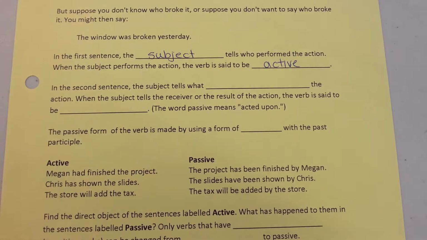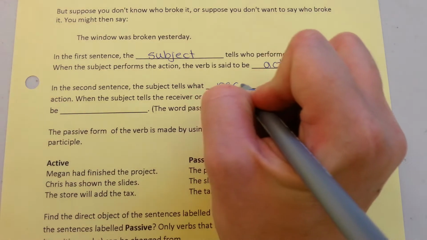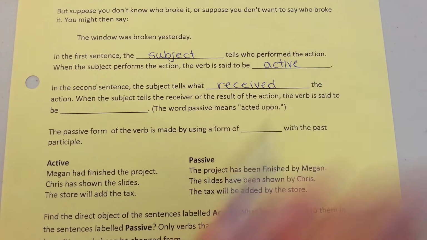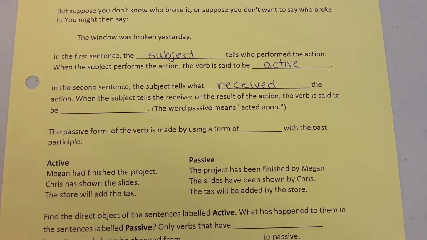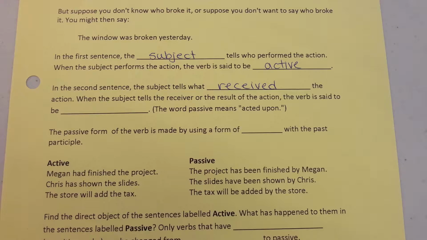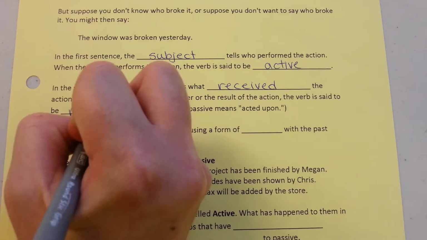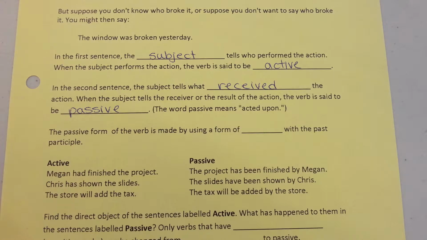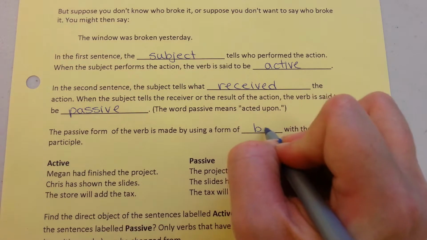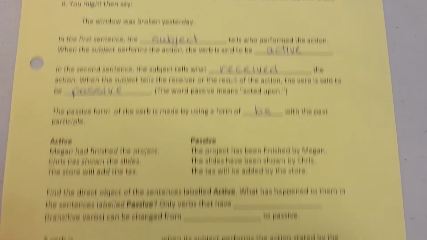In the second sentence, the subject tells what received the action. When the subject tells the receiver or the result of the action, the verb is said to be passive. The word passive means acted upon. The passive form of the verb is made by using the form of be with the past participle.